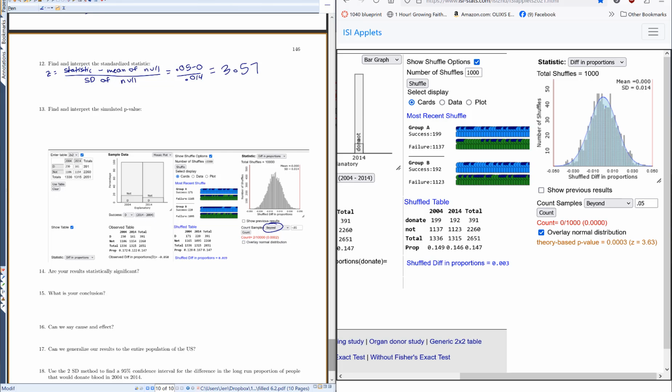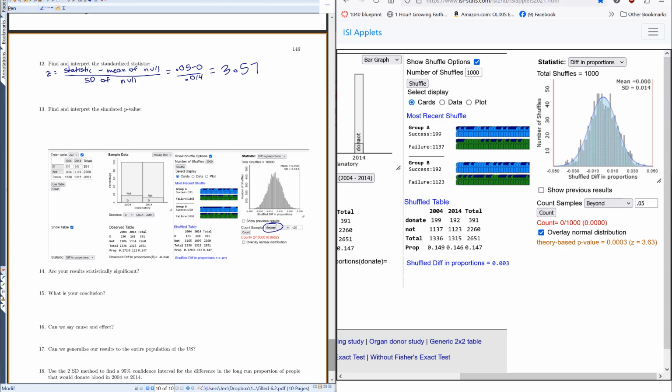And so it will give me my p-value, but it'll also tell me here's my theory-based p-value and here's my standardized statistic of 3.63. Now this is my theory-based approach. That's always going to be a little bit different than my simulated approach, but you can see we got 3.57. They got 3.63 when you use the theory-based approach. It's just a way to double check yourself. Still do it by hand, but you can always come and double check yourself.